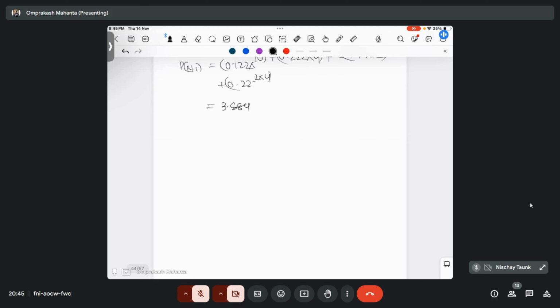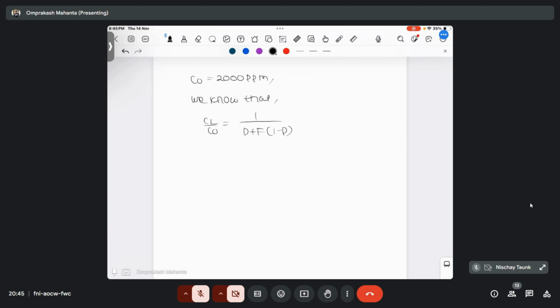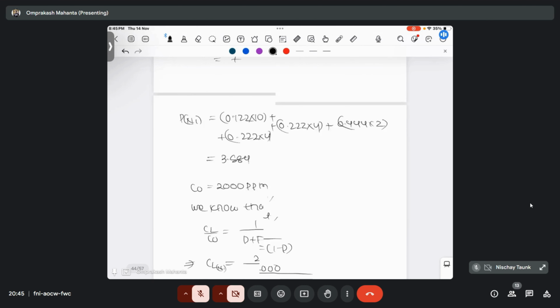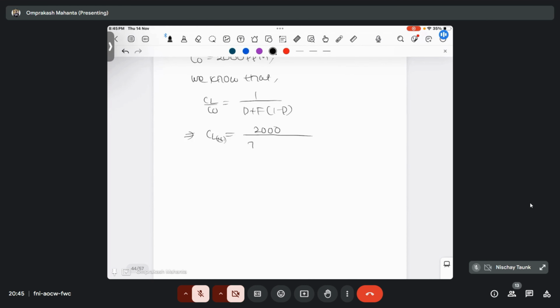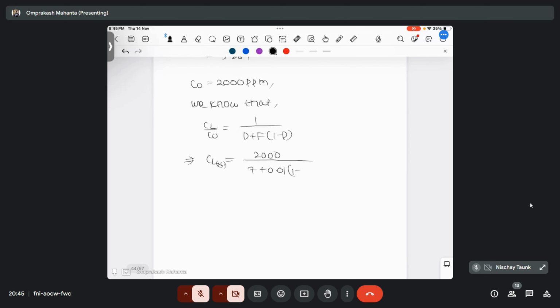Okay, so now we got the two values. Let's put these values in the formula, and C0 is given as 2000 ppm. We know that CL by C0 equals 1 by D plus F into 1 minus P. Then CL for Ni would be 2000 divided by D, sorry, D we calculated as 7, plus F is given as 0.01 into 1 minus P, where P is calculated as 3.884.